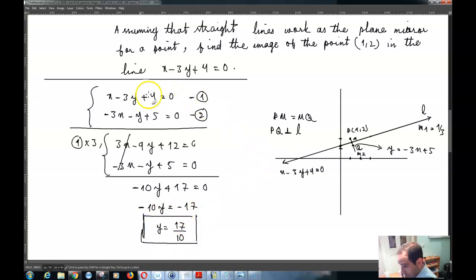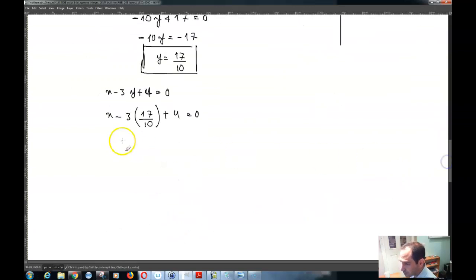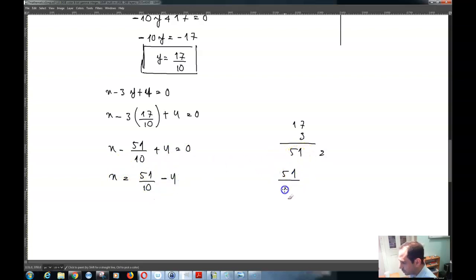And I can take any of these equations, for example, x minus 3y plus 4 is equal to 0. And so x minus 3 times 17/10 plus 4 is equal to 0. And so 17 times 3 is equal to 51. So x minus 51 tenths plus 4 is equal to 0. x is equal to 51 tenths minus 4.